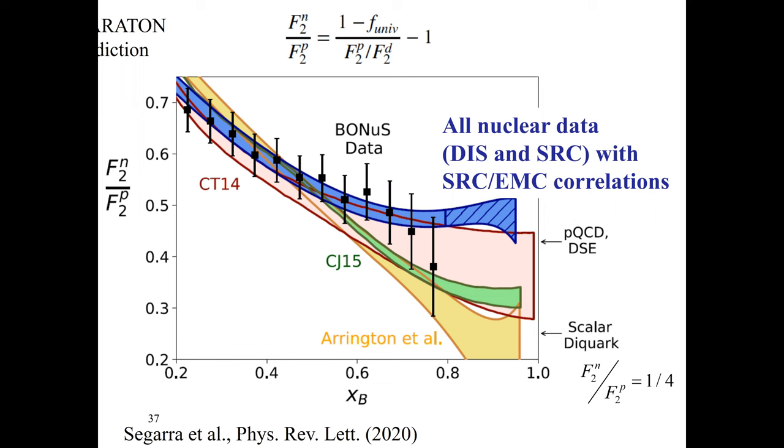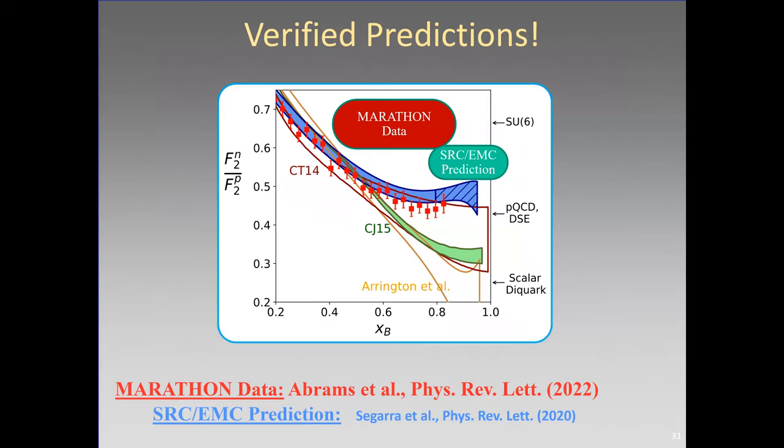But this is new data. This is published in 2022. This is the MARATHON data from Jefferson Lab. This is the new data. Our prediction was before the data was published. And this reflects a parton distribution. This is nuclear physics.